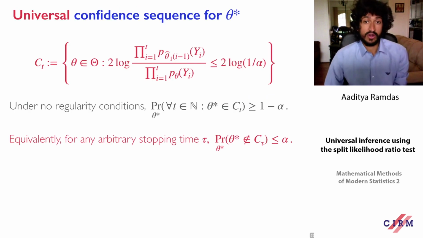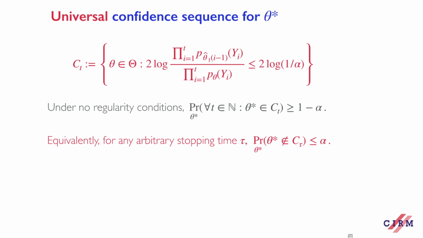So it turns out that you can also construct a confidence sequence for theta star, not just run a sequential test. I'll explain what that means. As before, we can invert the sequential test. We can form this quantity C_t, a confidence set, which is the set of all theta such that the quantity I mentioned on the previous slide, this 2 times log sequential split likelihood ratio statistic, is at most 2 log 1 over alpha.